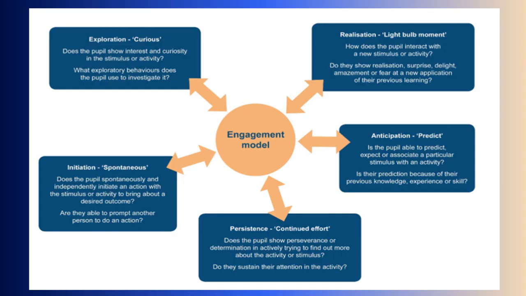Here is a simple overview of the engagement model and the descriptions of the 5 areas. So we have realisation, that light bulb moment; anticipation, how they predict; persistence, that continued effort; initiation, that spontaneity; and exploration, that curiousness.